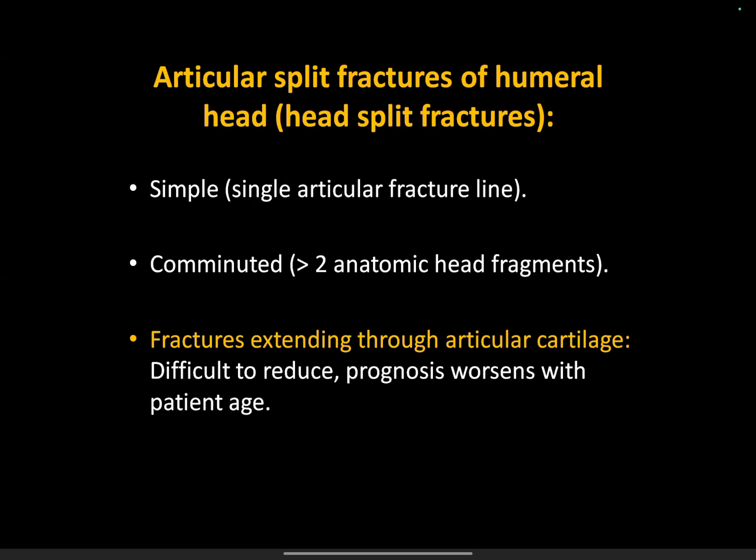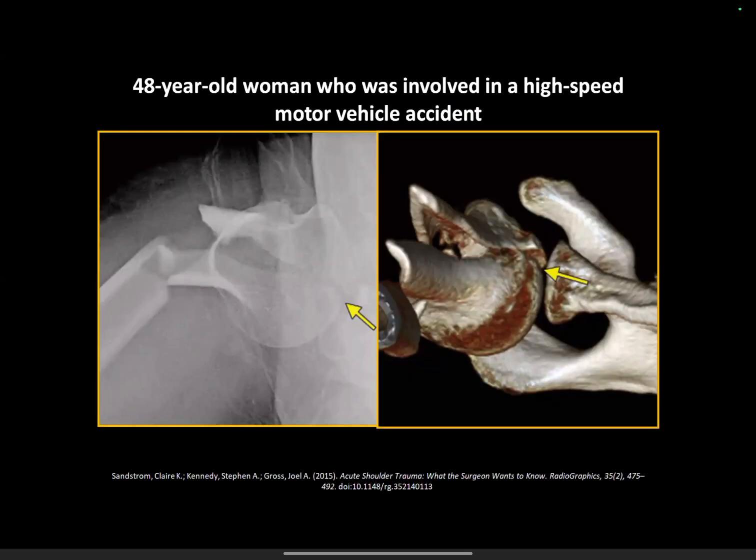All right, let's talk about the articular split fractures. Now, these are the fractures that involve the articular surface. They come in two flavors. They could be simple, basically we're dealing with one fracture line, or they could be comminuted. By default, there are two or more fragments. Now, the fractures that are extending through the articular cartilage are difficult to reduce and carry a worse prognosis that increases with the patient's age.